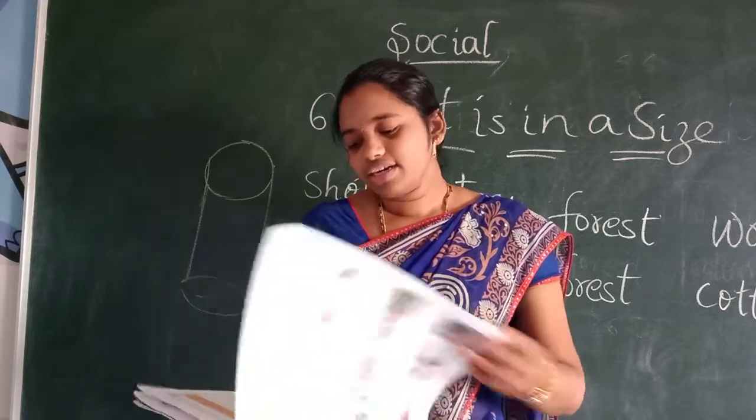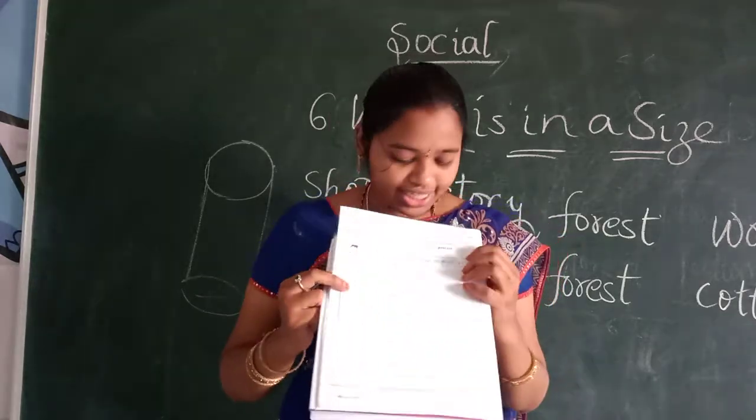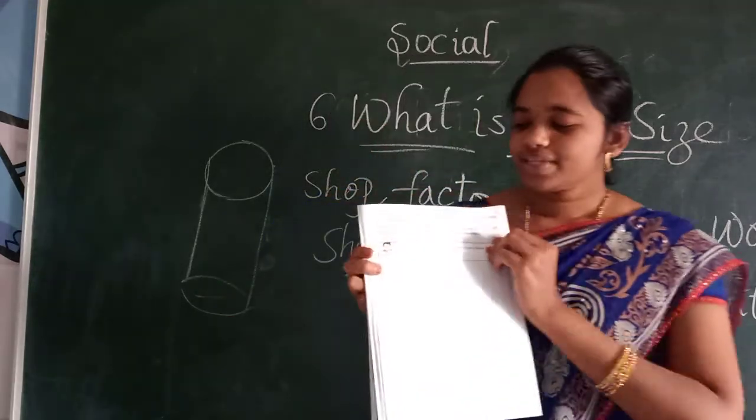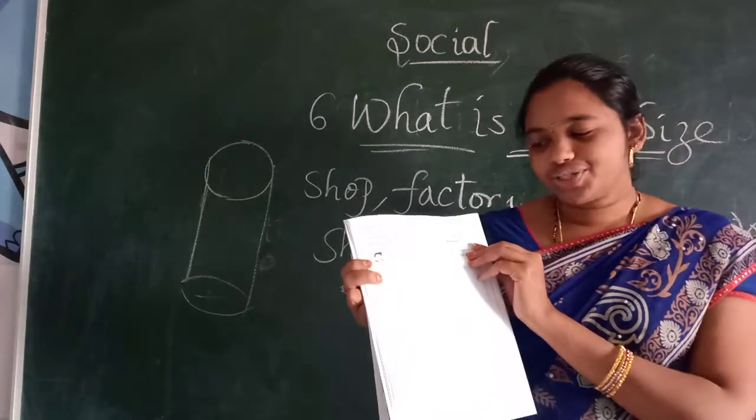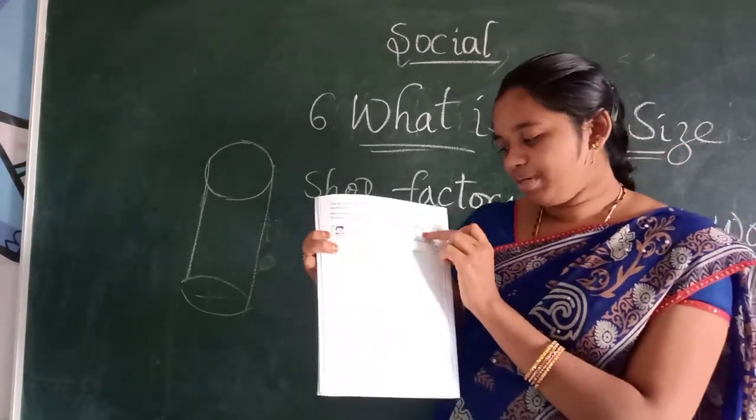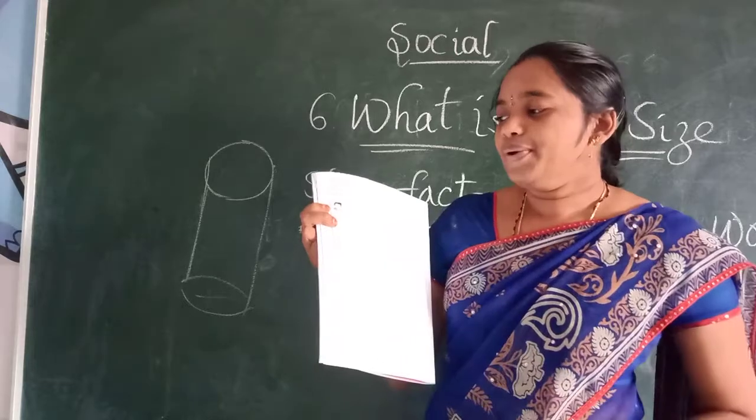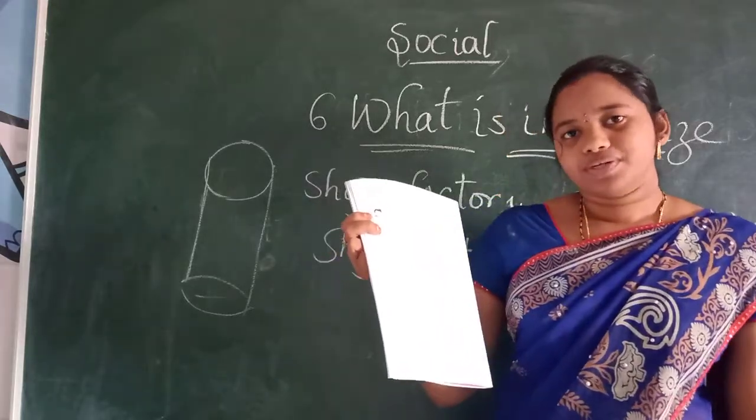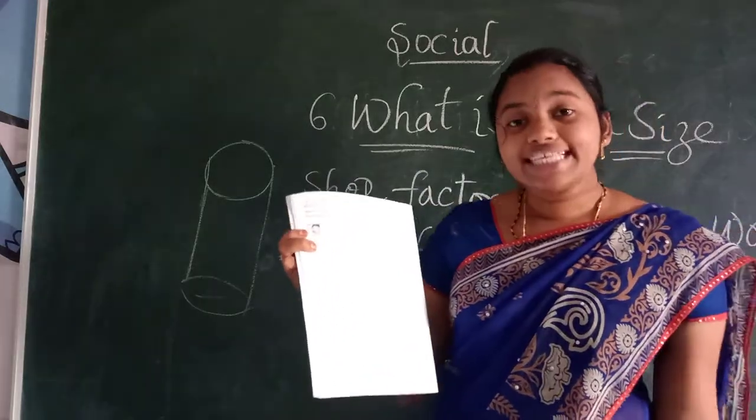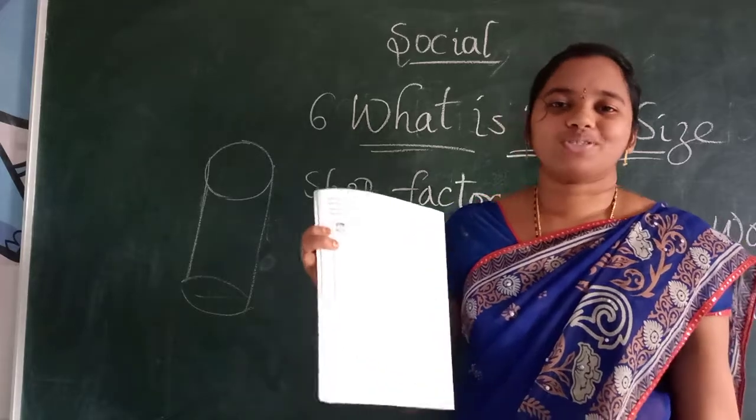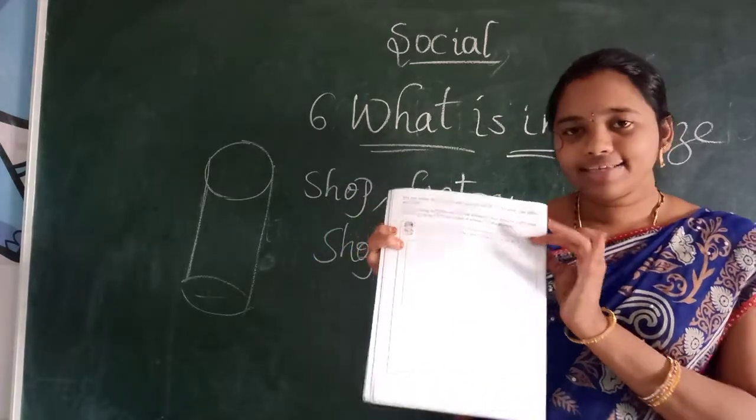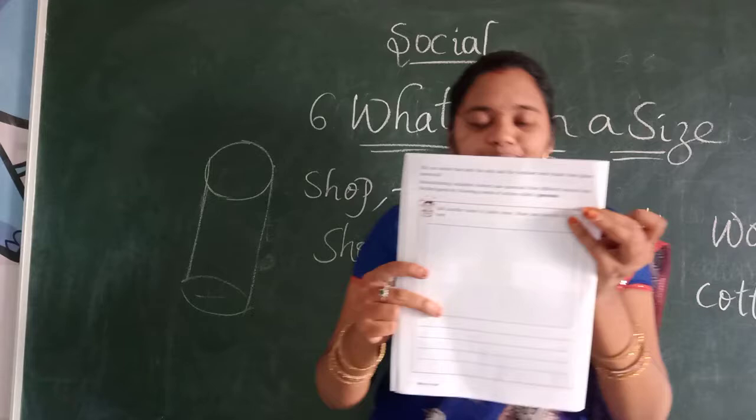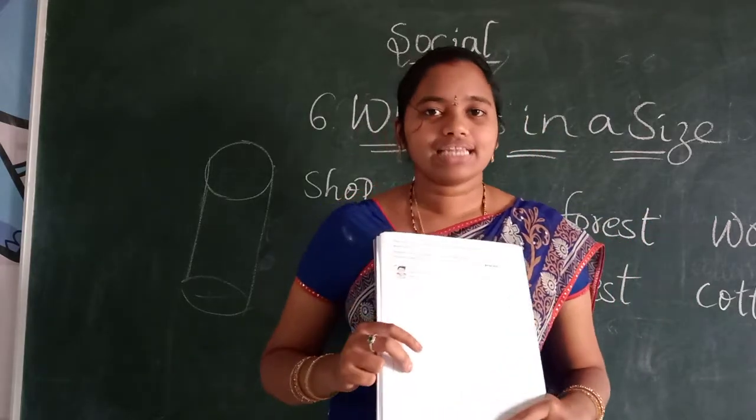So children, we have a new word here. You can underline, children. Manufacturing industries convert raw materials from different sources into different finished goods by following a series of actions called a process. So children, underline this. In the next session, I will explain the remaining part of this lesson.